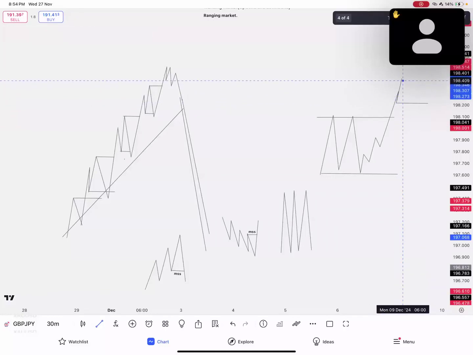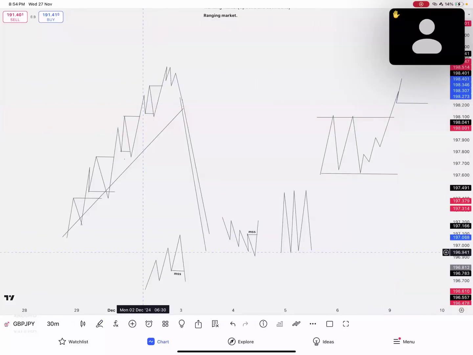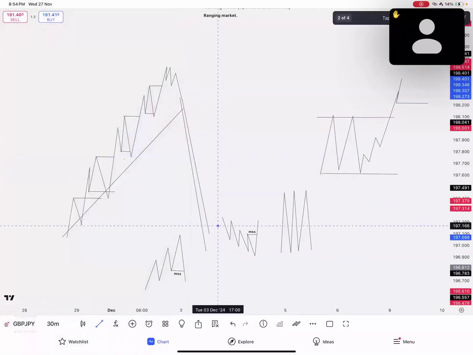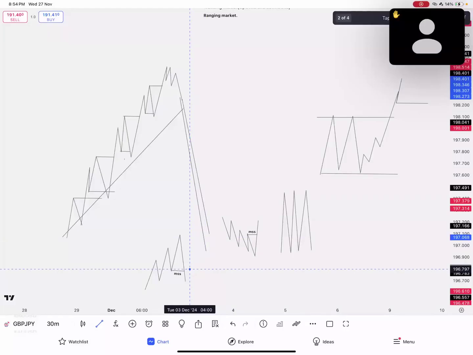You understand? So the inducement is a trap in the market. It induces early traders, early buyers or early sellers, to jump into the market and eventually get stopped out, and the market will still go in their direction. That is what your inducement is.